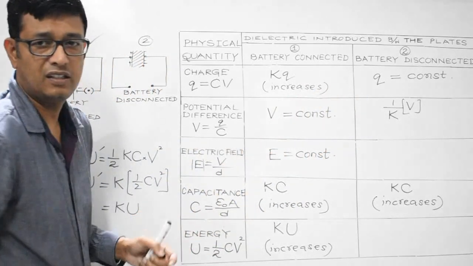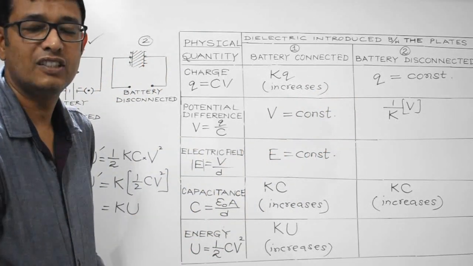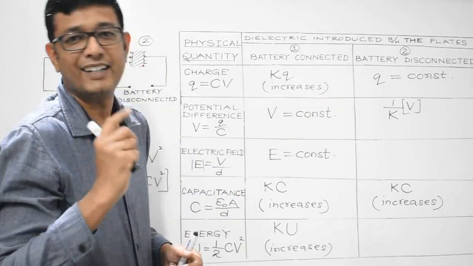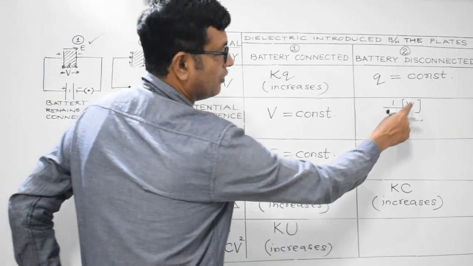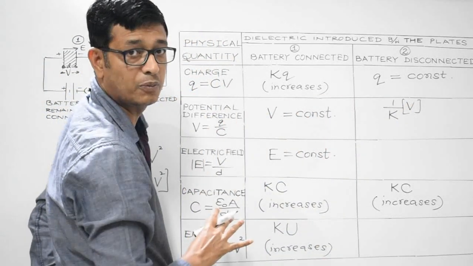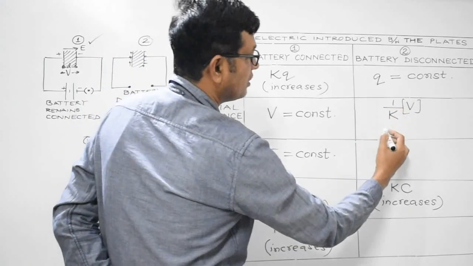Now since for any dielectric slab or any medium, the dielectric constant is always greater than 1, right? So therefore V by K would be less than V, the original potential difference, right? So the potential difference decreases.